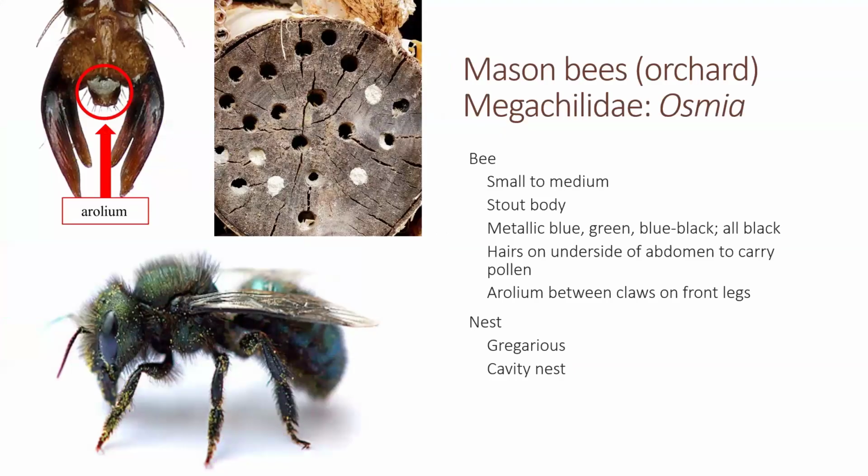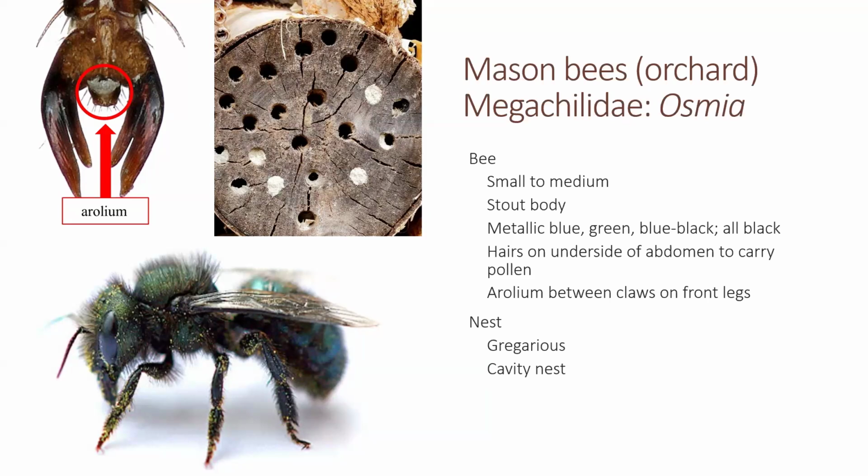Mason bees are probably the most famous of our solitary bees. These are actually going to be utilized as pollinators in some areas of the United States. These are also known as orchard bees, and they are in the family Megachilidae. And typically the genera that we're looking at is going to be the Osmia.